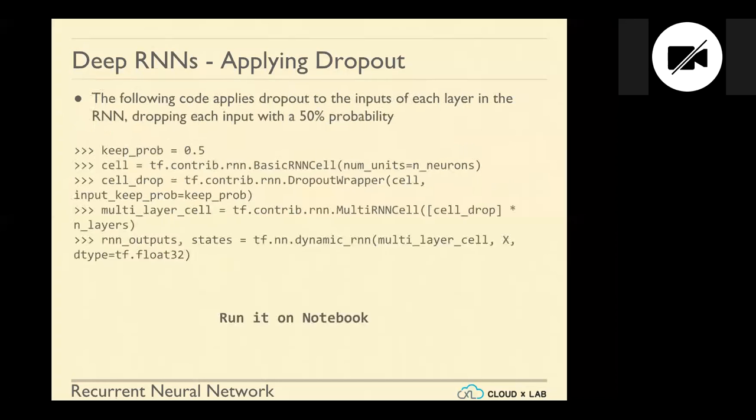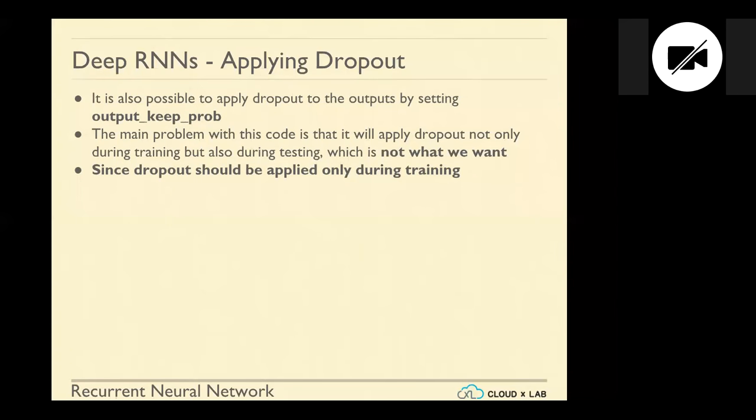Say, for example, here we created a basic RNN cell, then we wrapped it in a dropout wrapper, then we wrapped it in a multi RNN cell, or we created the multi RNN, the whole stack, and then we created the dynamic RNN. All right. So dynamic RNN is the one that does the magic, while the first construction is done by the cells. Okay, so it is also possible to apply dropout to the outputs by setting output_keep_prob.